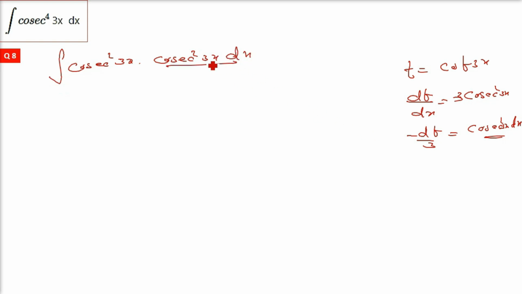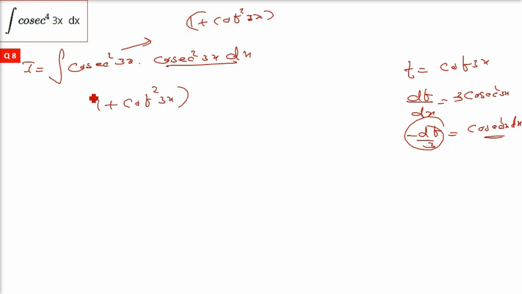Cosec square 3x dx is already with us, which is negative dt by 3. So please do this, t equals cot 3x, after this step. I showed it earlier, before we actually transfer it. Cosec square 3x can be written as 1 plus cot square 3x, since cosec square theta is 1 plus cot square theta. So 1 plus cot square 3x, cosec square 3x dx. Now initially I told you that cosec square 3x dx is negative dt by 3.